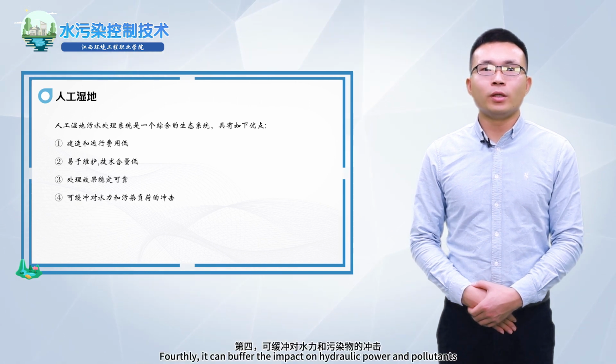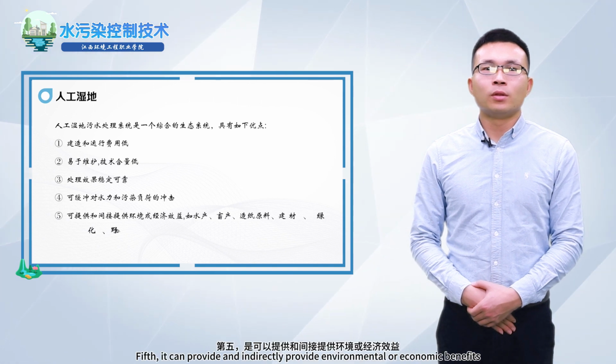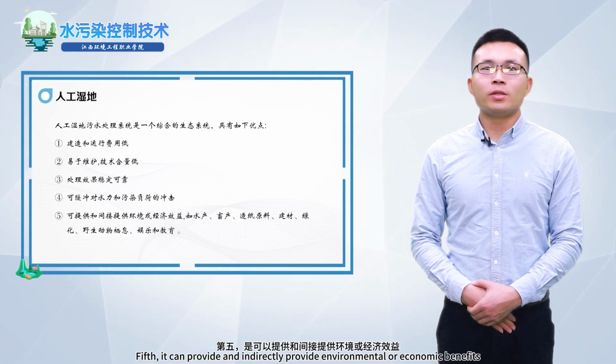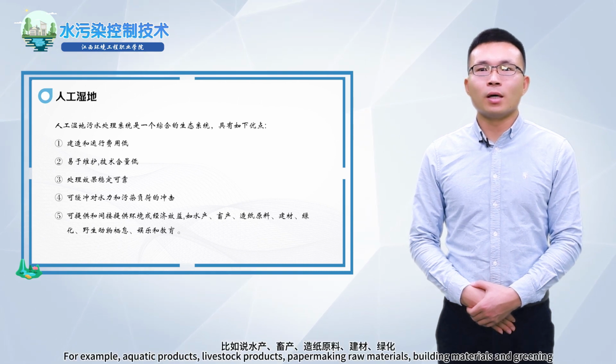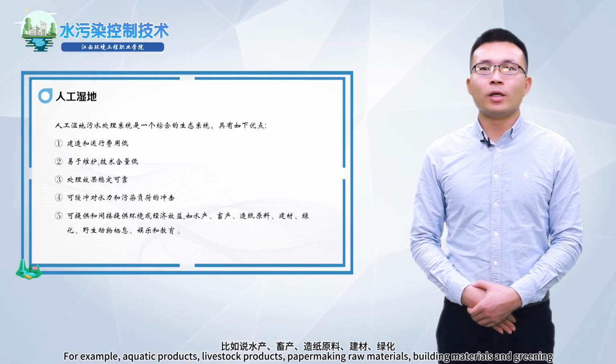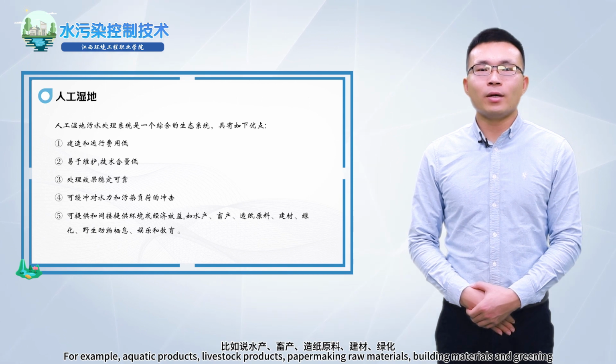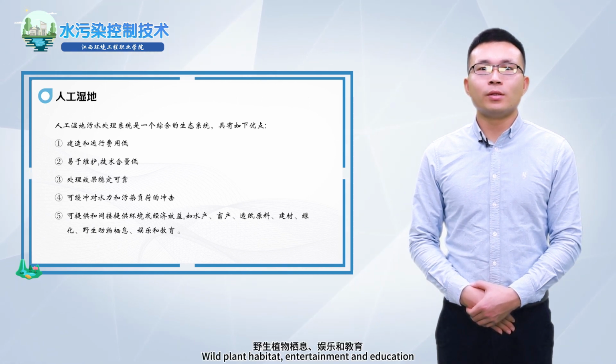Fourth, it can buffer the impact of hydraulic and pollutant loads. Fifth, it can directly or indirectly provide environmental or economic benefits, for example, aquatic products, livestock products, paper-making raw materials, building materials and greening, wild plant habitat, entertainment and education.